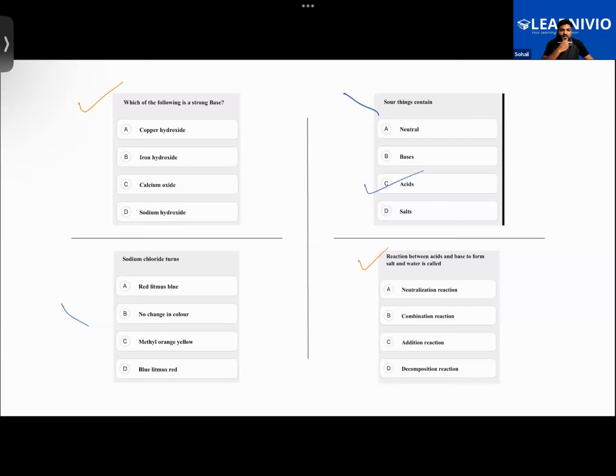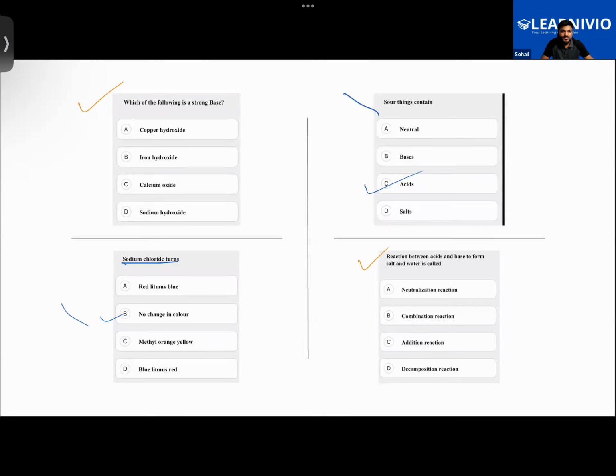Yeah, Priyanka, we learned about the strong bases. Yeah, Abu, it is blue litmus red. You tell me, sodium chloride, it's a neutral substance. No color change. Very good. It will not change the color of anything. It will not show any change.